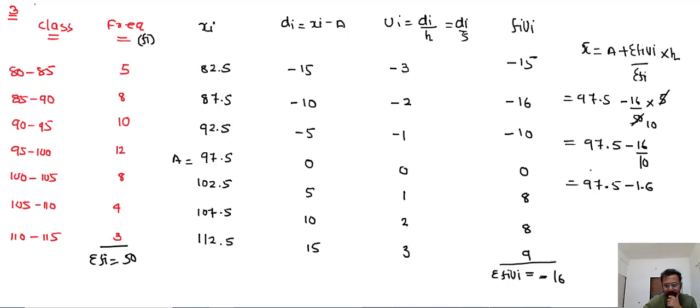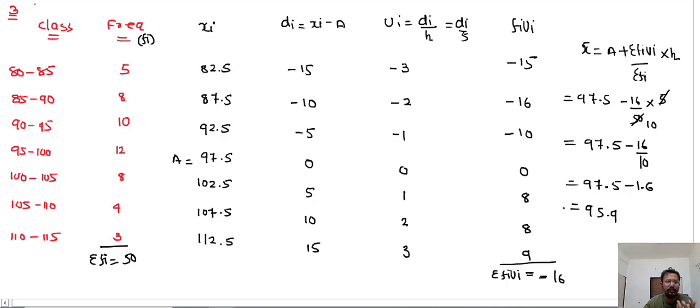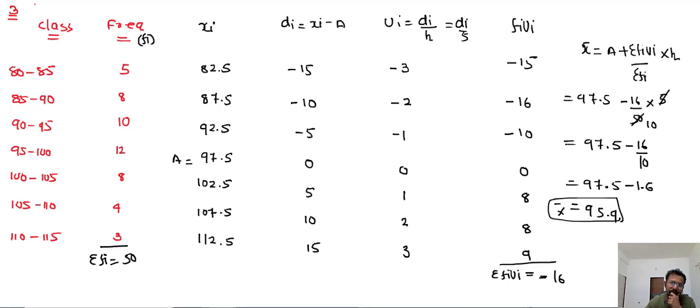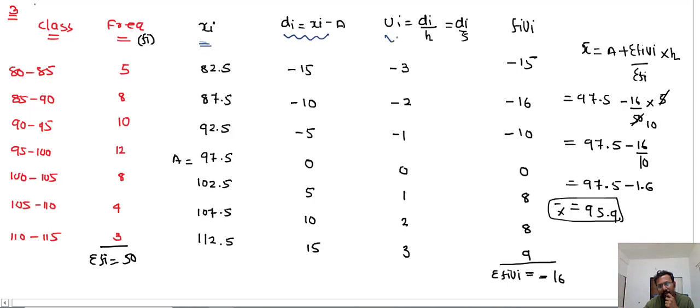So first you have to find the class mark, the important thing, the class mark. Then second, you have to find d_i, third you have to find u_i and then f_i u_i. And you must remember this formula: a plus sigma f_i u_i upon sigma f_i into h. Keep this formula in mind.